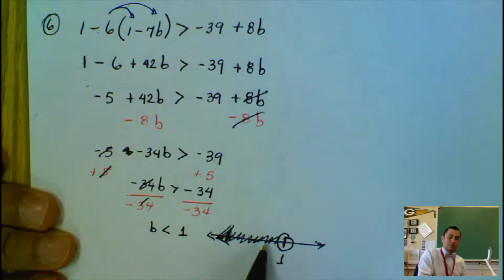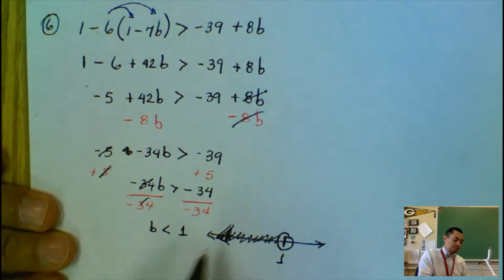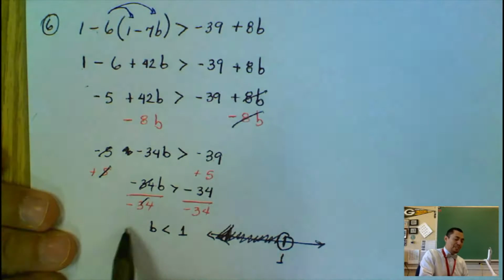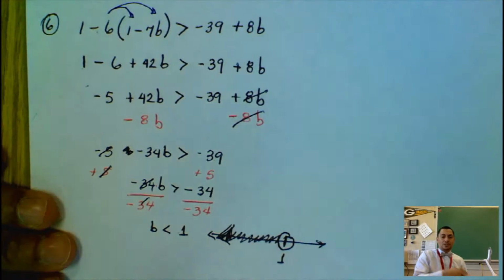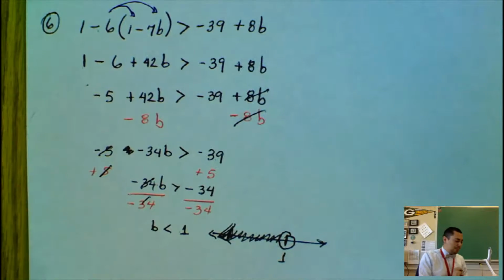So for example, let me choose 0. 0 is less than 1. So 0 is less than 1, true. Let me choose negative 1. Negative 1 is less than 1, true. So we can see that the solution checks. So let me see if I have another one before I move.